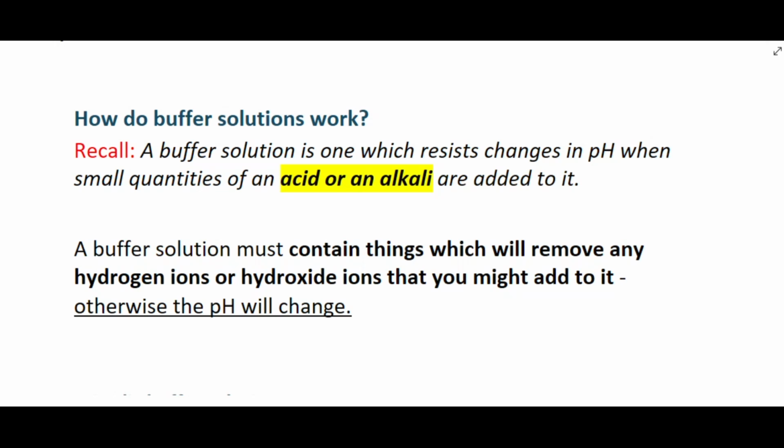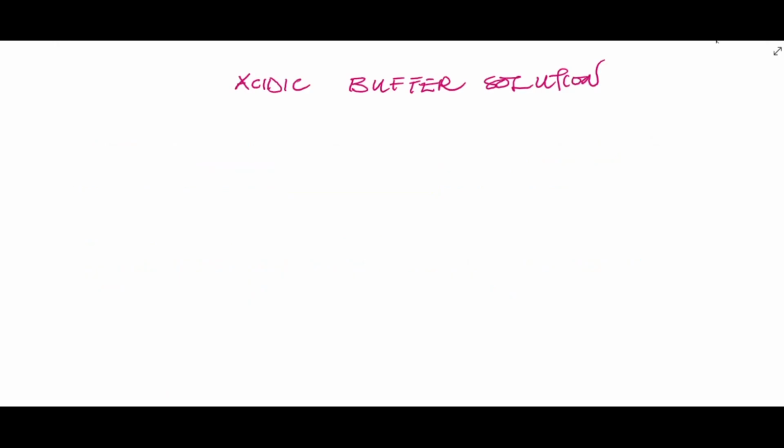So a buffer solution should contain something that will remove any hydrogen ions that is added to it in order to resist change in the pH, or it must contain something that will remove any extra hydroxide ion that is added to it in order to resist any change in the pH. So if it cannot do that, it means the pH of the solution will change. And when the pH of the solution changes, it means that solution is no longer a buffer solution. So we are going to explain this concept by looking at acidic buffer solutions.